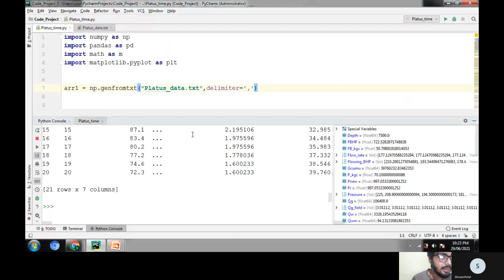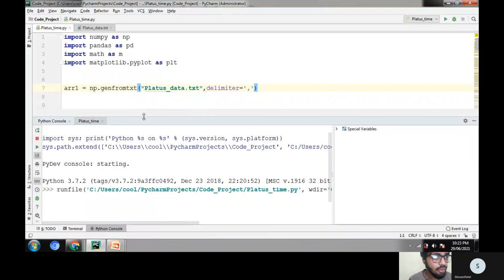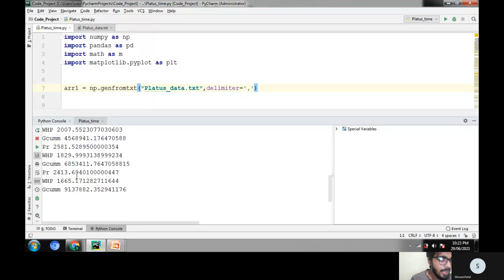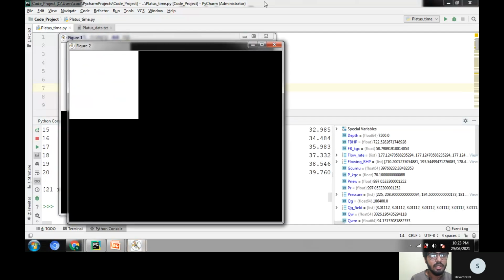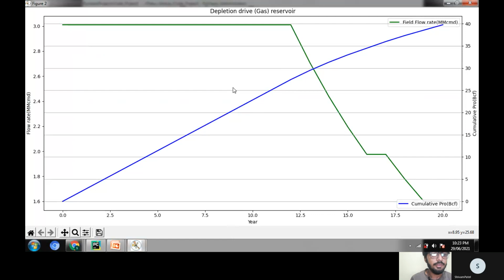Now let me run this program. So this Python program can give you the answer to our problem. Here our program is running, and this is the graph between the year and the flow rate.